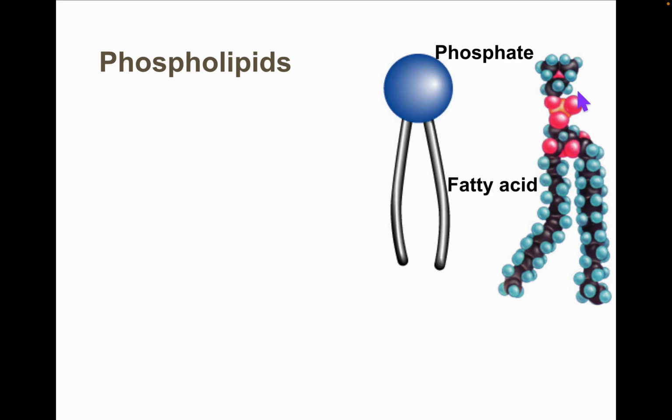So we have this phosphate head here. This is a phosphate group up here, and I'm going to break this down a little bit more. Down here are the fatty acid tails. So phosphate head, fatty acid tails. We know from our study of lipids that fatty acids are made up of all carbons and hydrogens, which is why they're hydrophobic. They're nonpolar. Carbons and hydrogens share those electrons equally, which makes them hydrophobic.